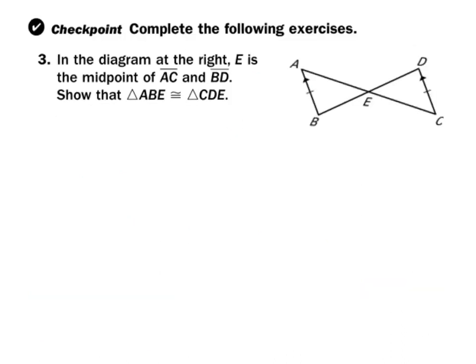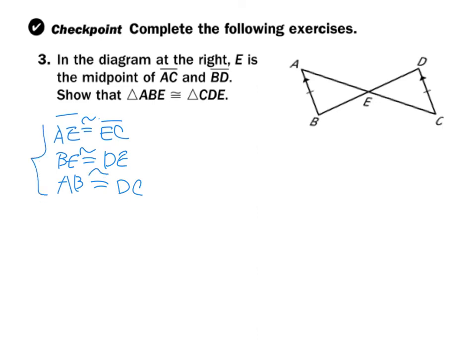Next one. In this one, we've got a midpoint at E that cuts both lines at their midpoint. Ooh, we like that. That means AE and EC are congruent. Let me write my wiggly congruent marks. And BE and DE are congruent to each other. And we are also given that AB and DC are congruent. We've got three sides, okay?